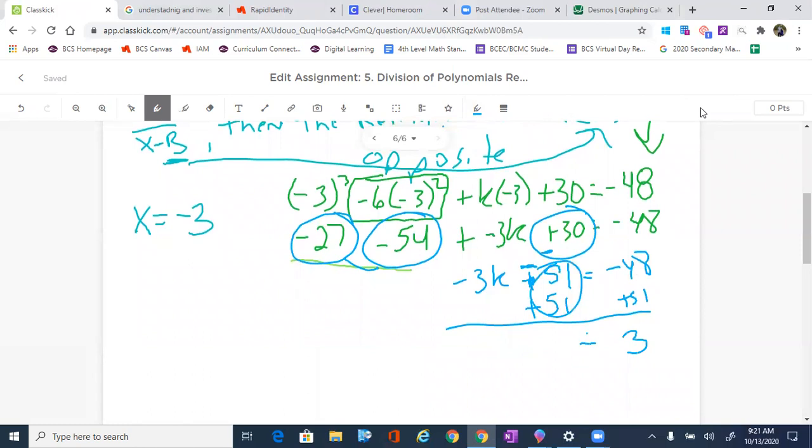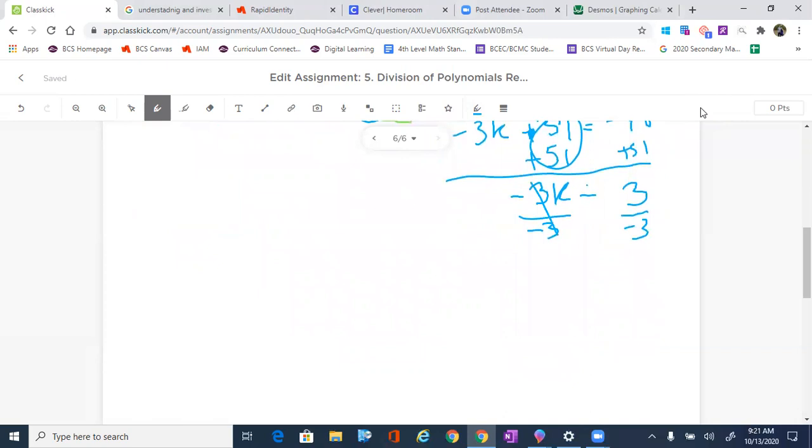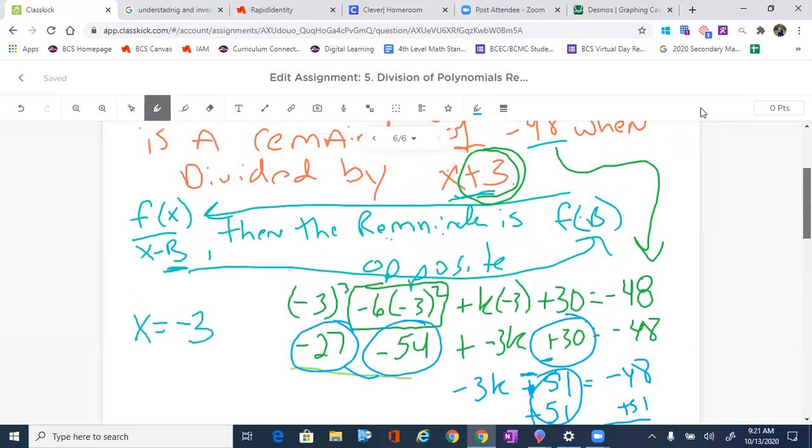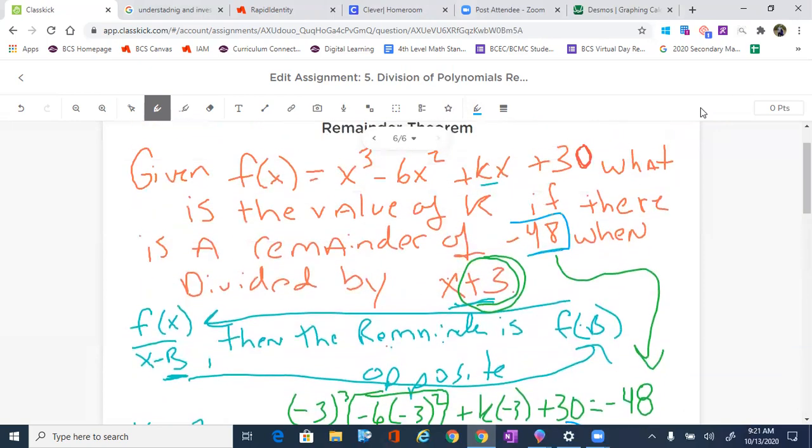This will cancel out their inverses and give us just 0. And then we're going to divide by -3 on both sides. Okay, that cancels, k comes out, and we get k equals -1. So in order for there to be a remainder of -48, what we're saying is k has to be -1.